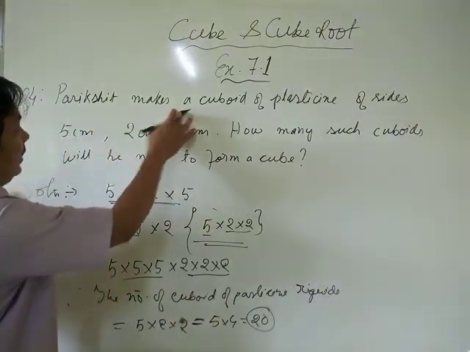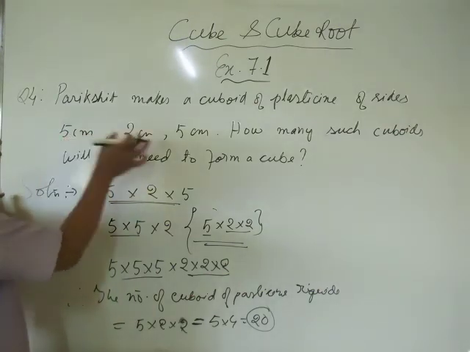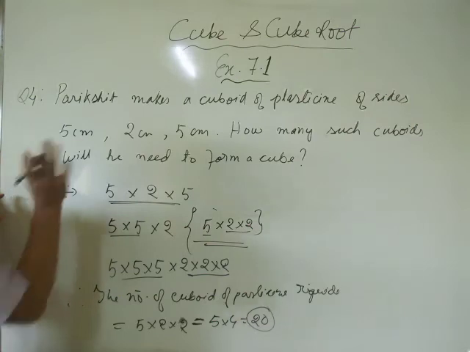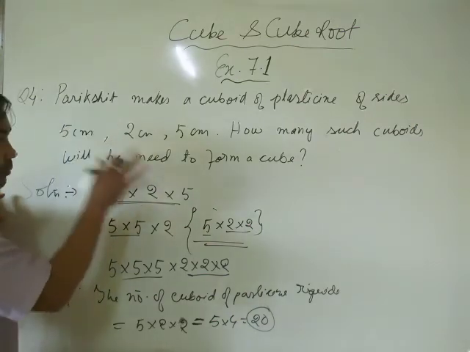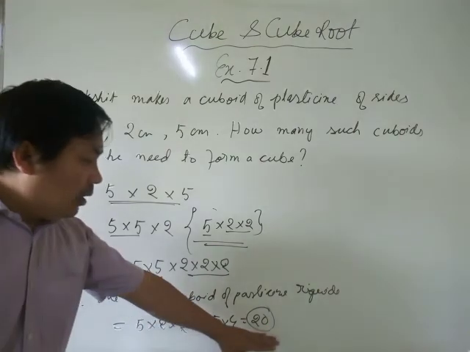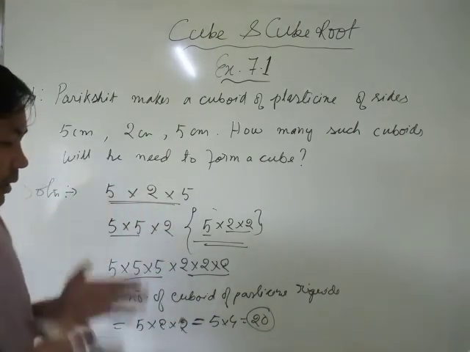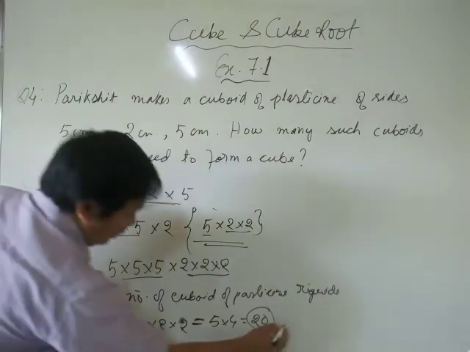Okay, so how many of that? Only one is there, isn't it? Having the dimension 5 centimeter, 2 centimeter, 5 centimeter again, isn't it? So such plastic objects, he needs altogether 20 of them. So 20 plastic cuboids are required to make a perfect cube. So this is the answer for this question.